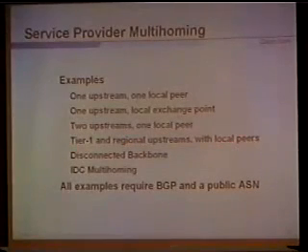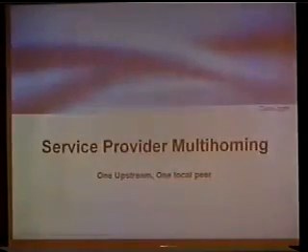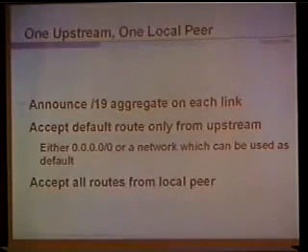So, first one. Well, this bullet is going to appear in every single example. Always announce your aggregate. Accept the default route only from the upstream. You only need the default. Right? So, either use this one, I mean, there's no problem doing default originate, or just accept a network which can be used as default. Some ISPs have policies about not announcing any default anywhere, even to a customer. So get them to send you a network which you can use as default.